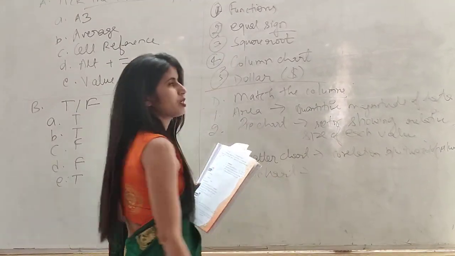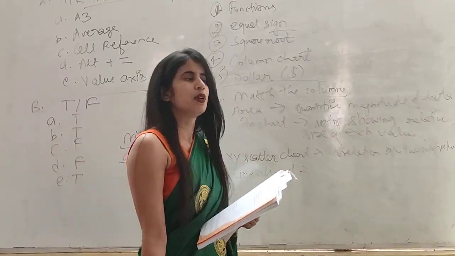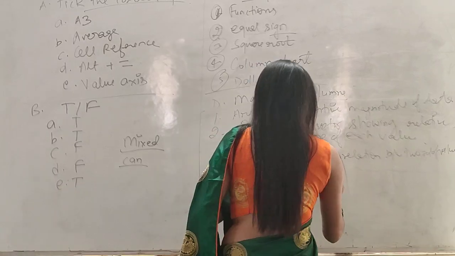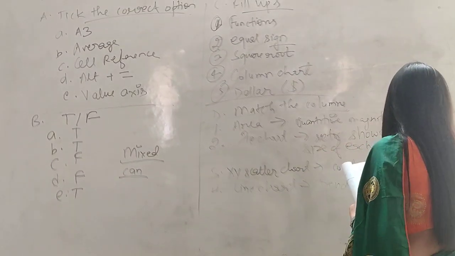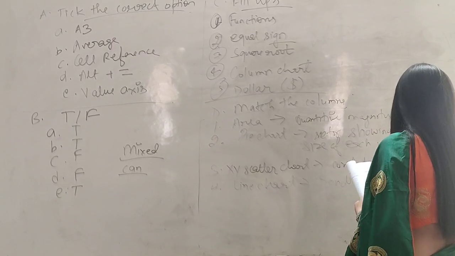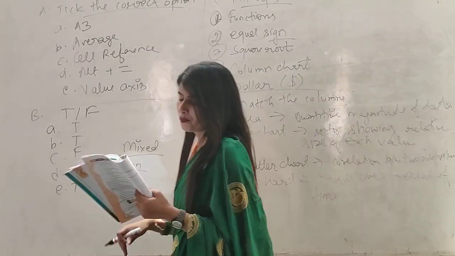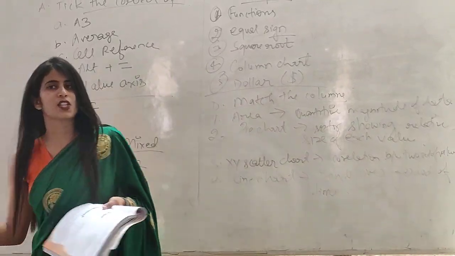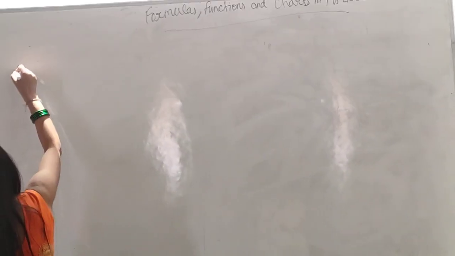The last one is line chart. Line chart shows trends over time, so we have to match it with trends over a period of time. Okay, now the next question is the short answer type question.